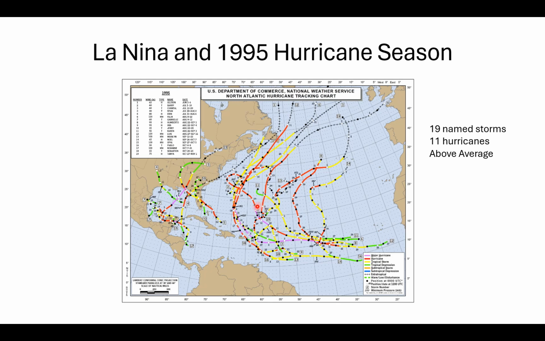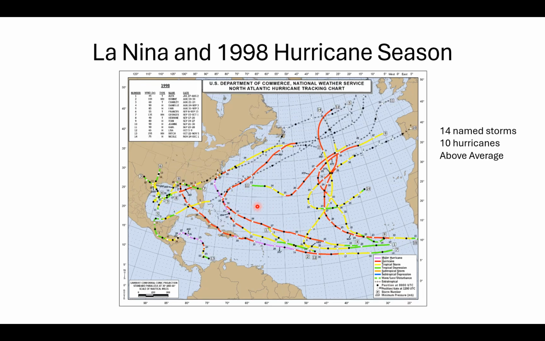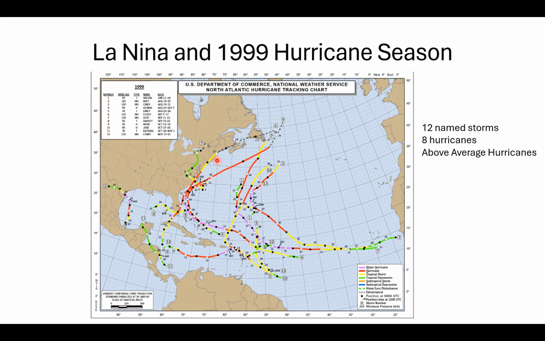So this was 95, finished above average. We had La Nina in place. This is the 1998 hurricane season. We had 14 named storms, 10 hurricanes. It was another above average season. And you notice some of the tracks of some of these are also indicated by these lines. That particular year, 1998, had 14 named storms, so it went all the way from Alex to Nicole. Nicole formed as late as November 24th to December 1st. So that was a late system.